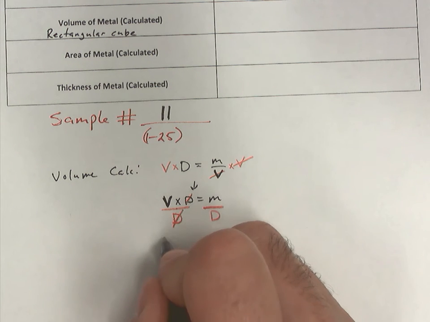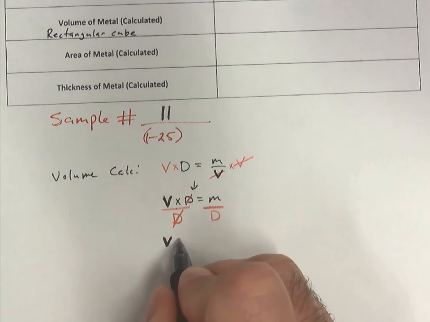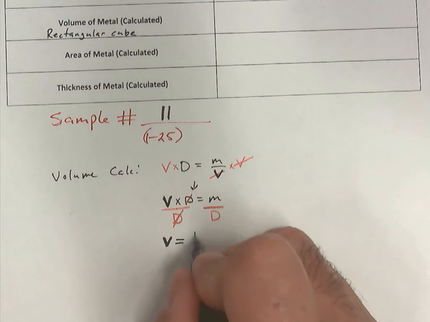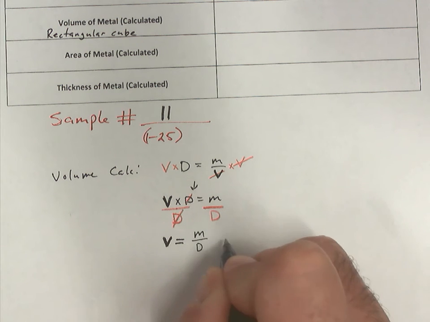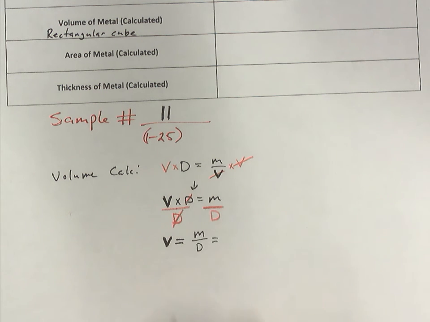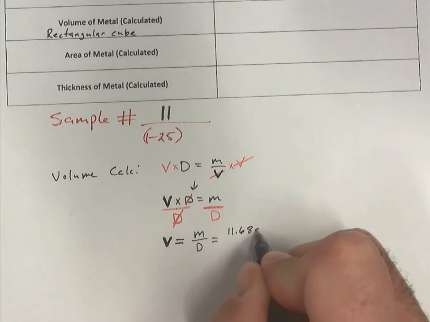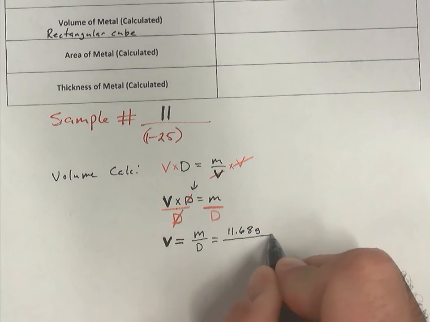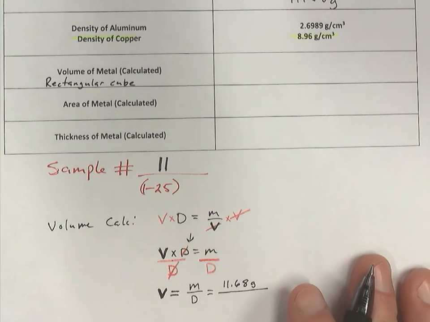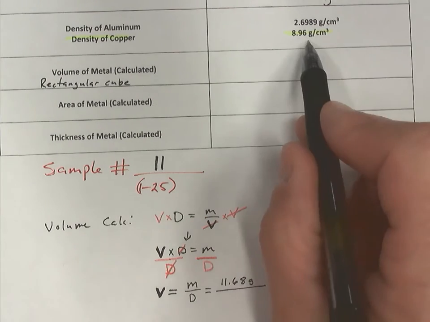And our final equation here is going to be the volume that we're looking for. This is our unknown, immeasurable piece right now. Volume is equal to mass over density. Now we can plug in our known values. We have 11.68 grams divided by your 8.96 grams per cubic centimeter.